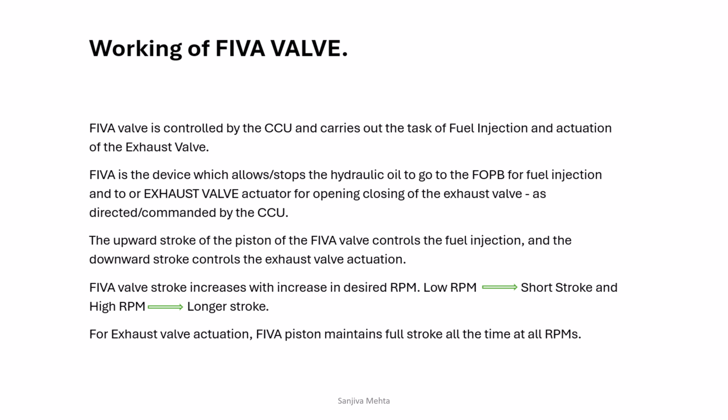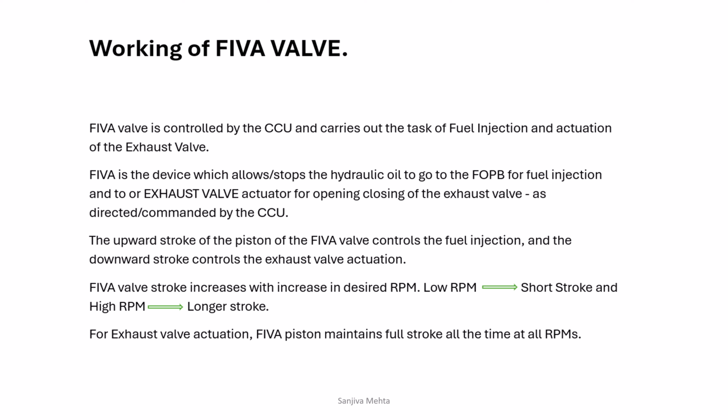Working of the FIVA valve. The FIVA valve is controlled by the CCU and carries out the task of fuel injection and actuation of the exhaust valve. FIVA is the device which allows or stops the hydraulic oil going to the FOPB for fuel injection and to the exhaust valve for opening of the exhaust valve, as commanded by the CCU. On the upward stroke of the piston, FIVA controls the fuel injection, and on the downward stroke it controls the exhaust valve actuation. FIVA valve stroke increases with increase in desired RPM. Lower RPM means short stroke, high RPM means longer stroke of the FIVA valve.